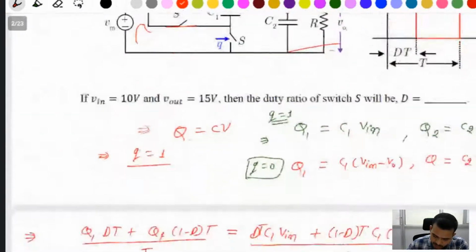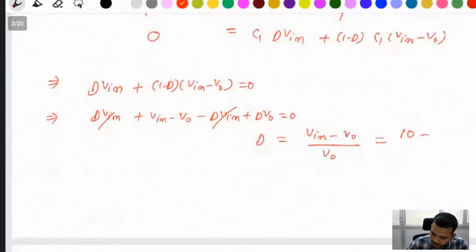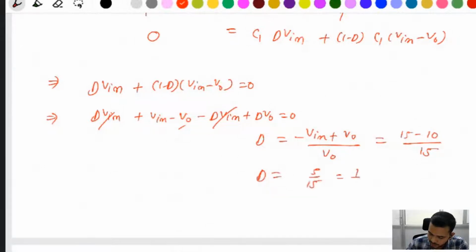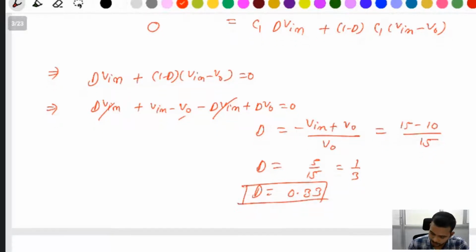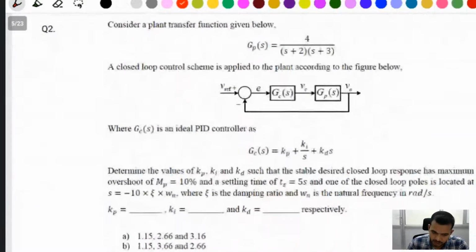V in is given as 10 volt and V out 15 volt, divided by 15. This is minus, sorry, so 15 minus 10 is equal to 5 by 15, which is 1 by 3, 0.33. This is the duty ratio. Okay.